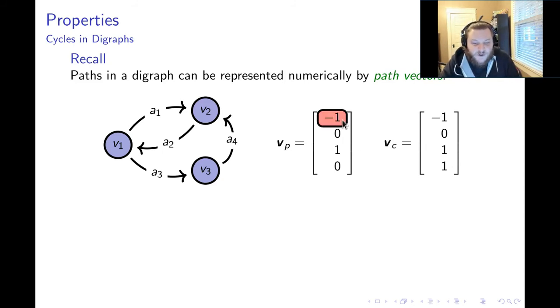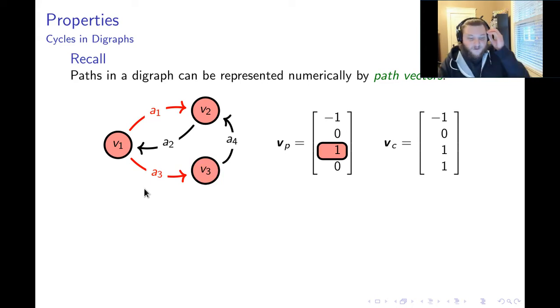The first entry is a -1, and remember, this -1 is saying that in the path we're about to describe, we will travel against the arrow A1. So maybe we start at the node V2, and we travel against A1 to get to the node V1. And we also have a 1 in the 3 position, which means that in our path, we traveled with A3. So that takes us from the first node to the third node.